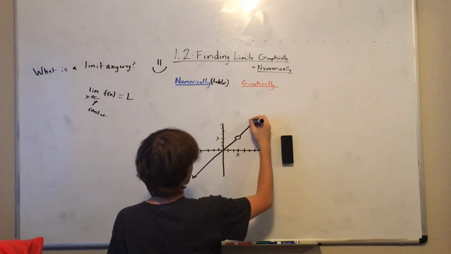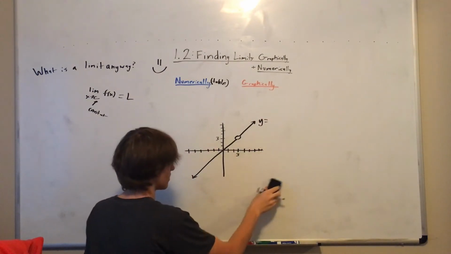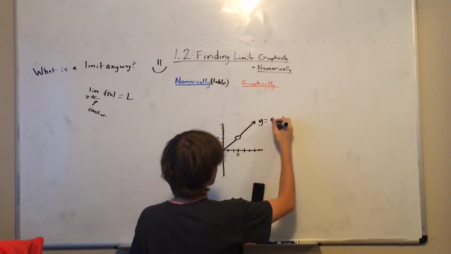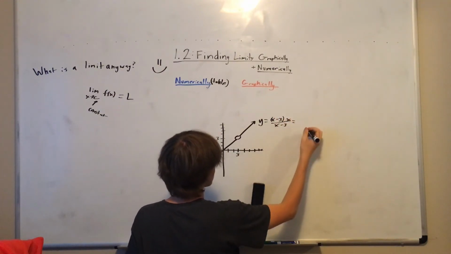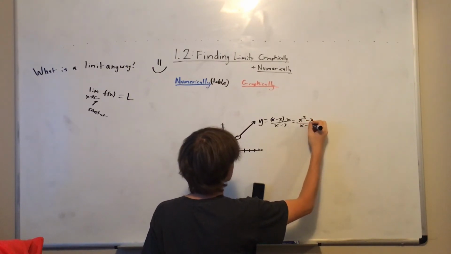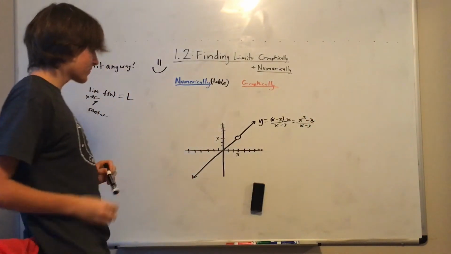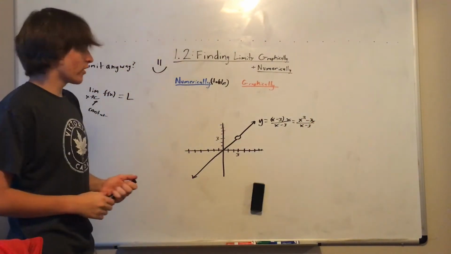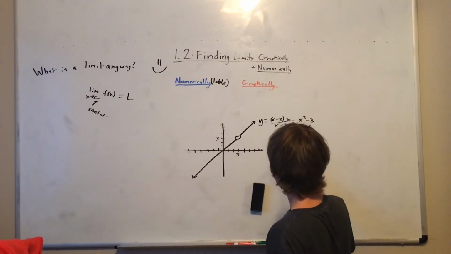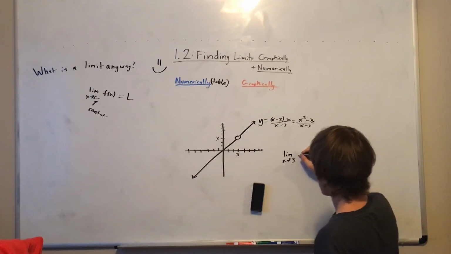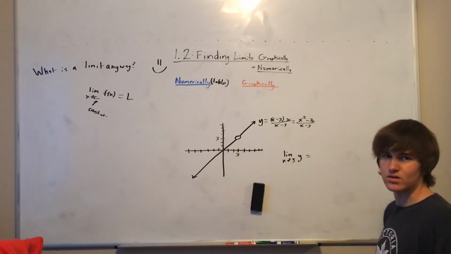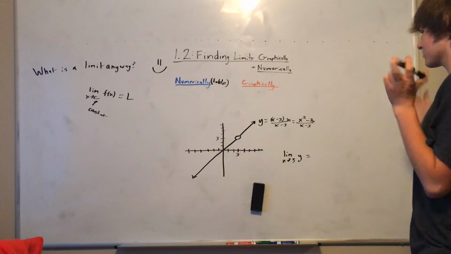This is going to be y equals x minus 3 times x over x minus 3. So what this would actually be is x squared minus 3x over x minus 3 as our function right there. So, what if I asked you to find the limit as x goes to 3 of y, which is the same thing as f of x, just using a different notation.